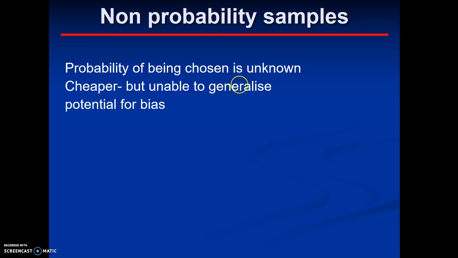Okay, for non-probability samples, the probability of being chosen is unknown; it is cheaper but unable to generalize. So this is one general weakness of non-probability sampling, because the result that you get you cannot generalize to the whole population. Another one is potential bias, because you choose only a certain segment of the population, so there might be a bias in there.